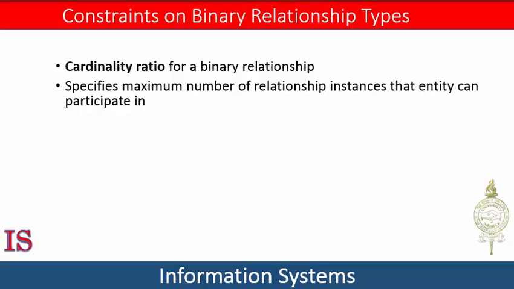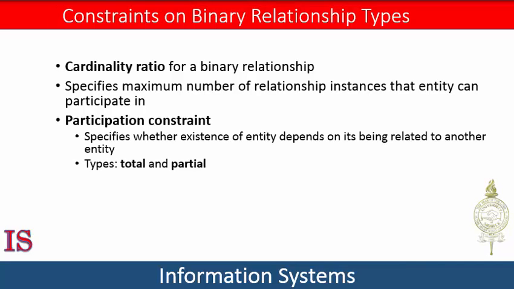This means that for this particular relationship works for, a particular department entity can be related to any number of employees. N indicates there is no maximum number. On the other hand, an employee can be related to a maximum of one department. The possible cardinality ratios of binary relationship types are 1 to 1, 1 to many, many to 1, and many to many.